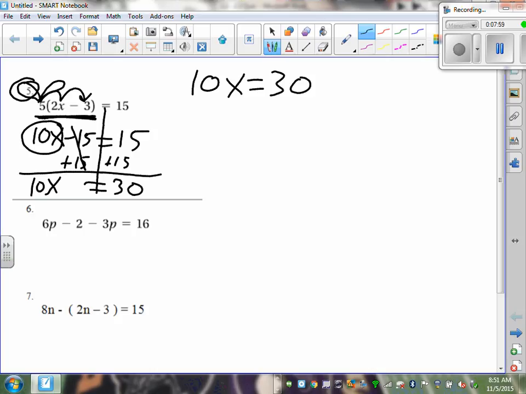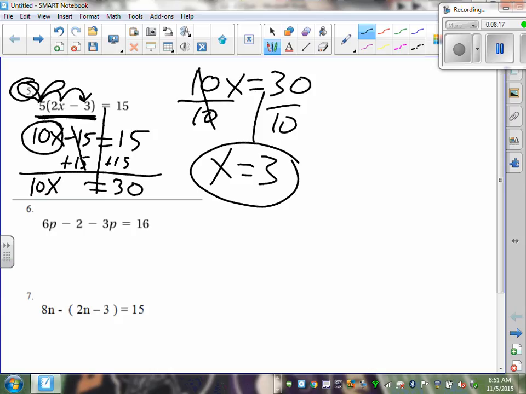A number next to a letter, I need to do what? Divide. You agree with that? Anyone disagree? Okay, good. Divide by 10. Cancels out. X equals 3. Any questions on that?